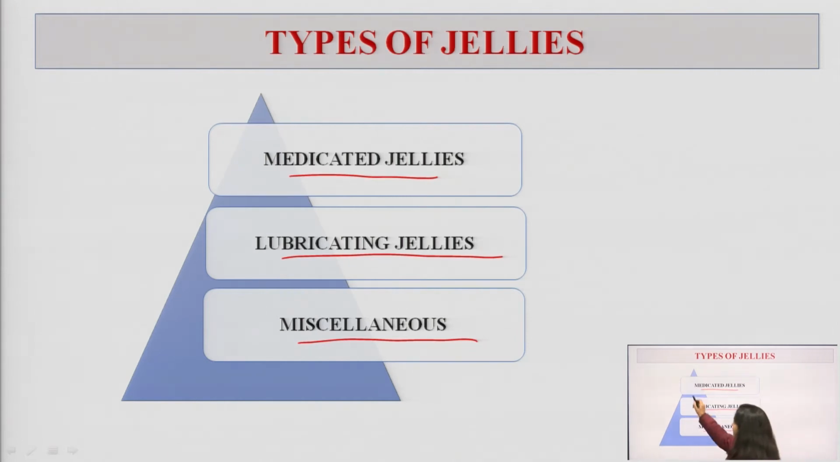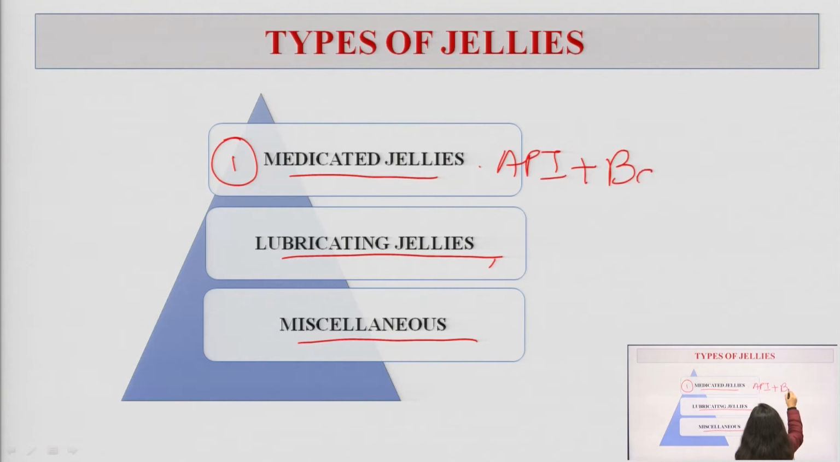Let us understand the first type of gels and jellies, that is medicated jellies. As the name implies, medicated. So, medicated jelly means any jelly that has an API incorporated into it, that is, an active pharmaceutical ingredient. So, whenever we talk about medicated jellies, it has API plus base in it.